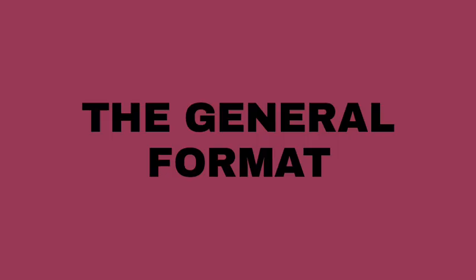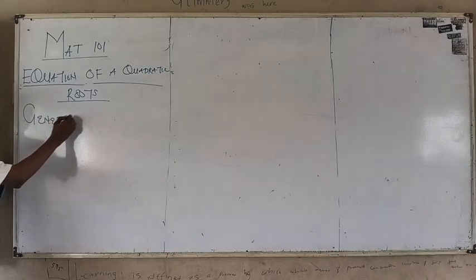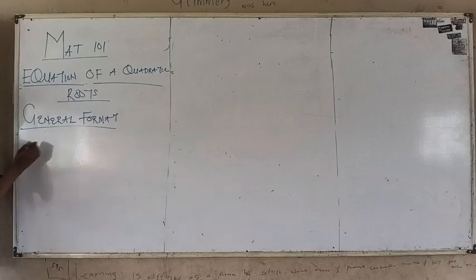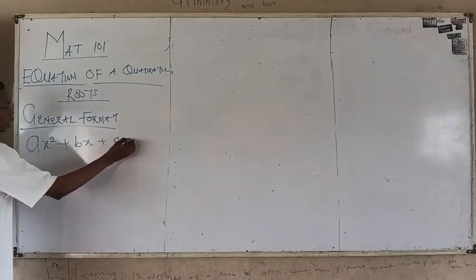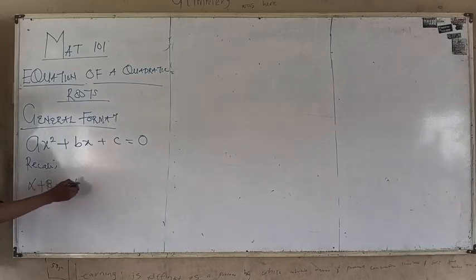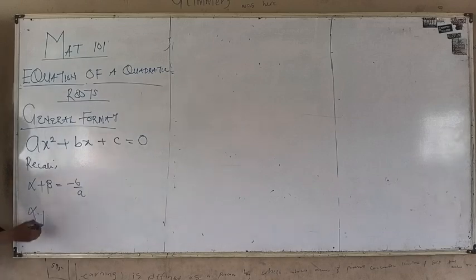The general format of a quadratic equation is given as what? ax squared plus bx plus c equals 0. Recall, I told you guys that anytime we have alpha plus beta, what's alpha plus beta? And anytime you have alpha dot beta, what's that? Now look at something very carefully. Is there a way I can form b over a and c over a in this equation?